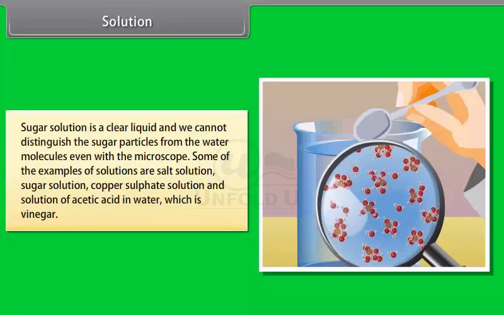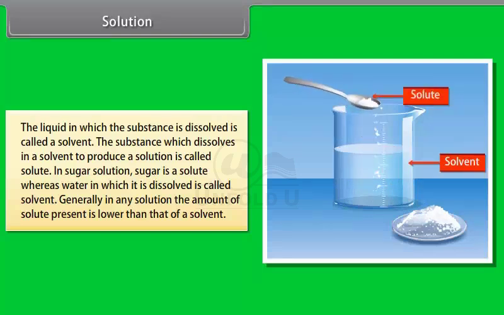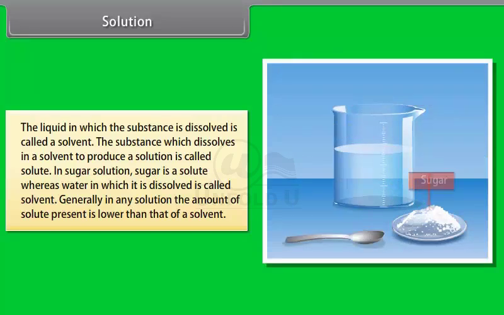Sugar solution is a clear liquid, and we cannot distinguish the sugar particles from the water molecules even with the microscope. Some of the examples of solutions are salt solution, sugar solution, copper sulfate solution, and solution of acetic acid in water, which is vinegar. The liquid in which the substance is dissolved is called a solvent. The substance which dissolves in a solvent to produce a solution is called solute. In sugar solution, sugar is a solute, whereas water in which it is dissolved is called solvent.